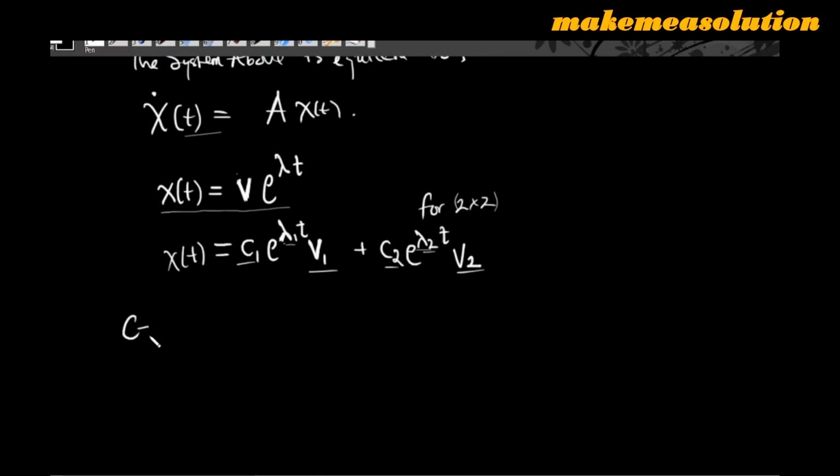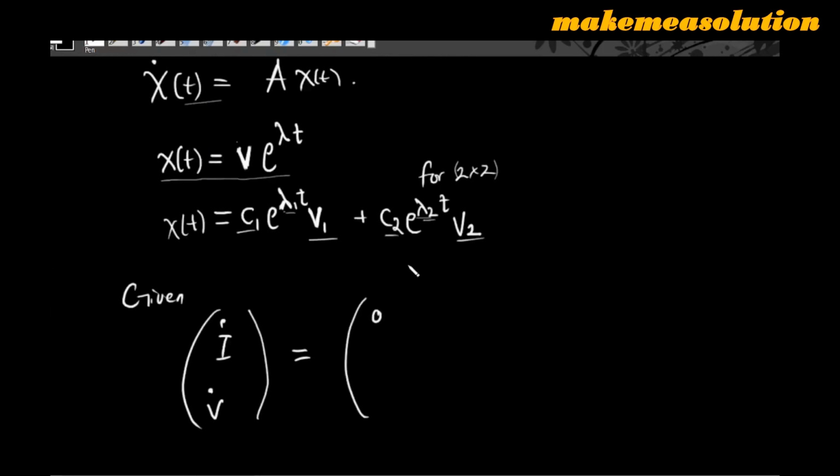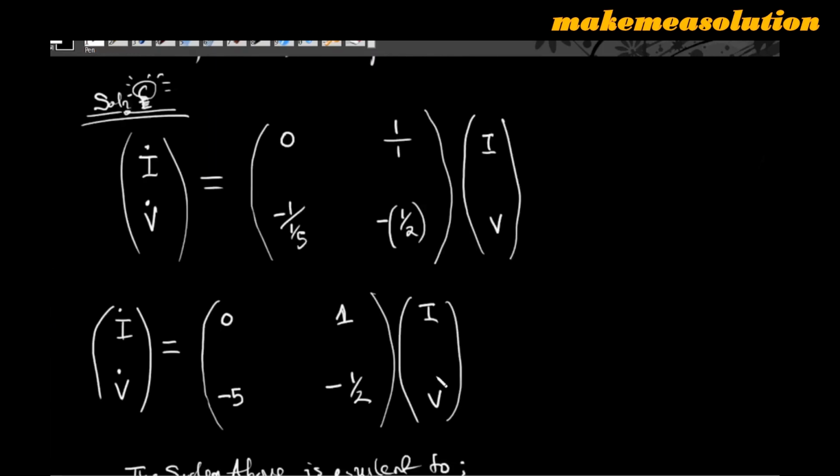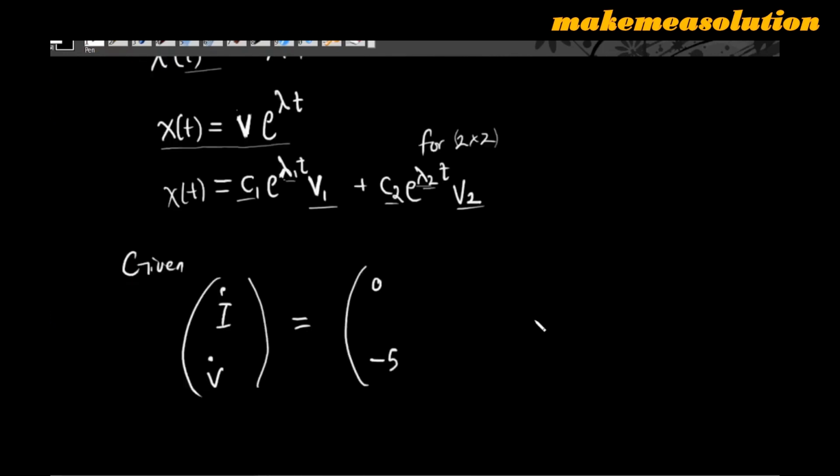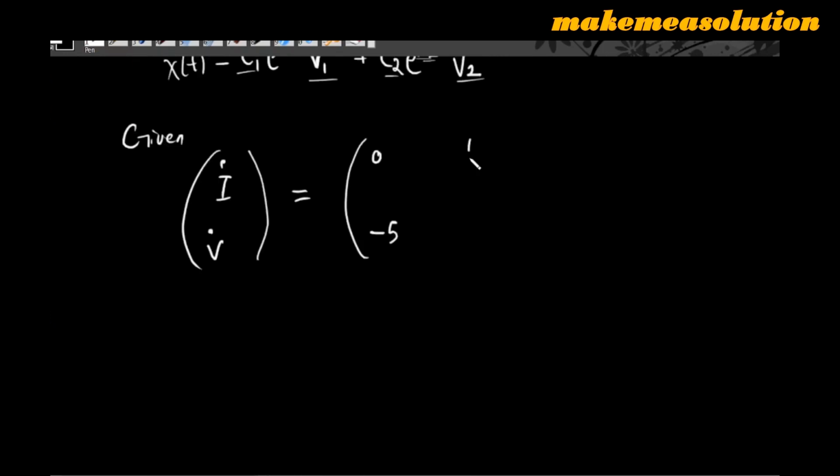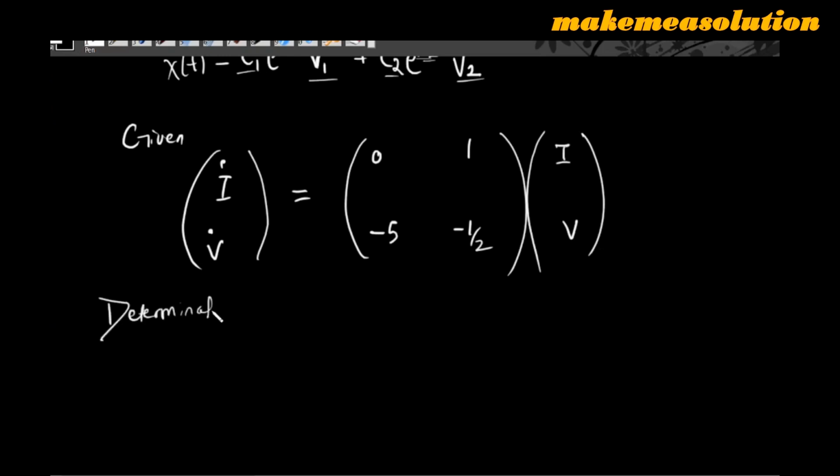So when we are given this particular system, our I dot and v dot like this, we have 0, then minus 5, and then 1 and minus 1 over 2, and you now have your I and v. You need to determine the eigenvalues.